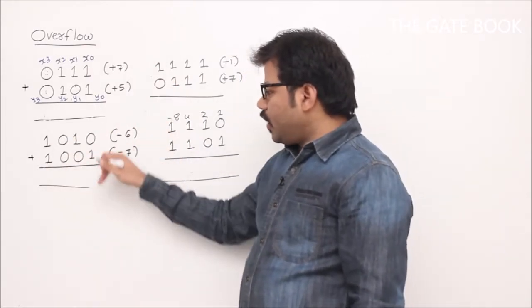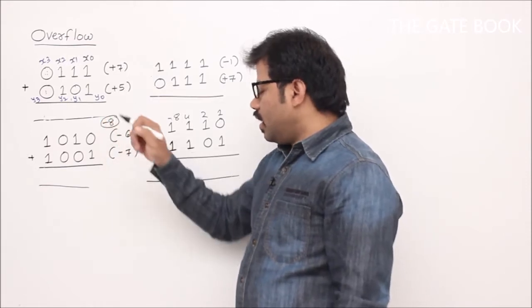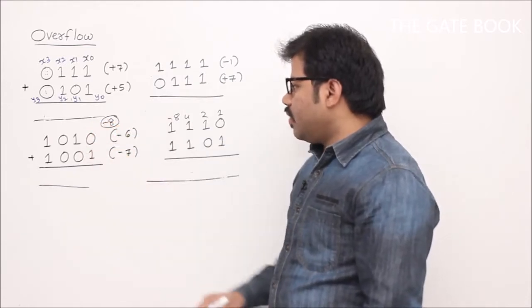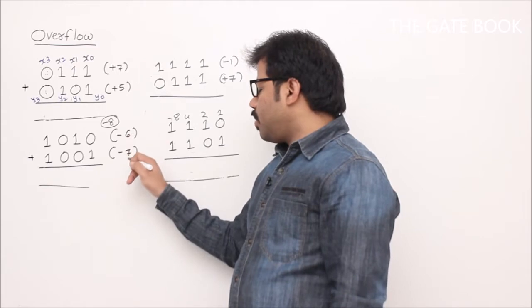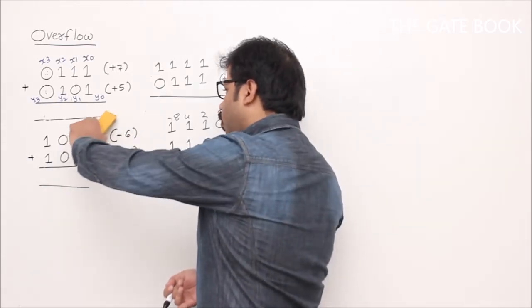Take this case. Here these two are negative numbers, and we know the minimum number we can represent in negatives is minus 8 with 4 bits. But now if you add minus 6 plus minus 7, you are getting minus 13. That cannot be representable. Here definitely you get overflow.